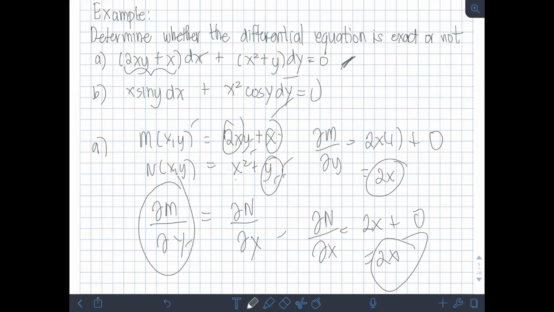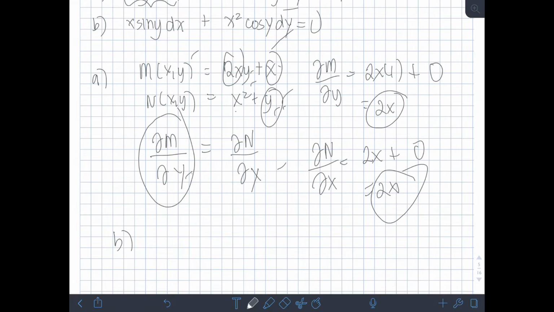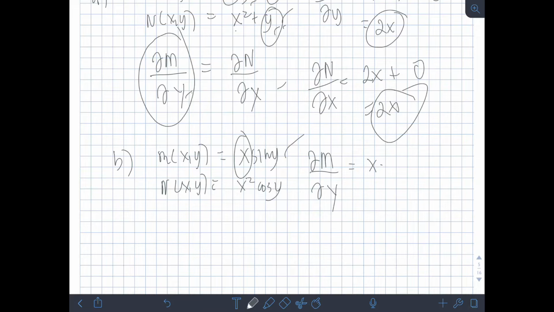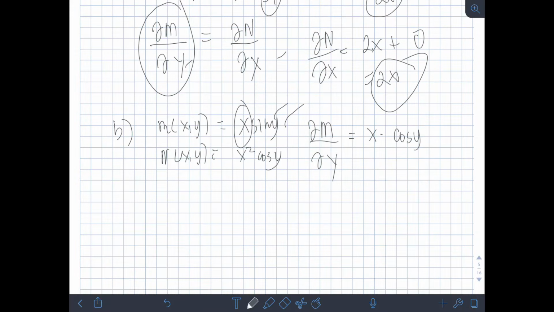Okay? Next, we have B. So, for B, yung M of x, y natin, yung nakamultiply ulit sa dx, which is itong x sin y. Tapos yung N of x, y, yung nakamultiply ulit sa dy, which is itong x squared cos y. So, test ulit natin. So, partial derivative of M with respect to y is equal to, so, constant si x. So, parang pwede natin itabi lang muna siya, tapos i-derivative natin itong sin y, which is cos y, right? So, we have x cos y for partial derivative of M with respect to y.